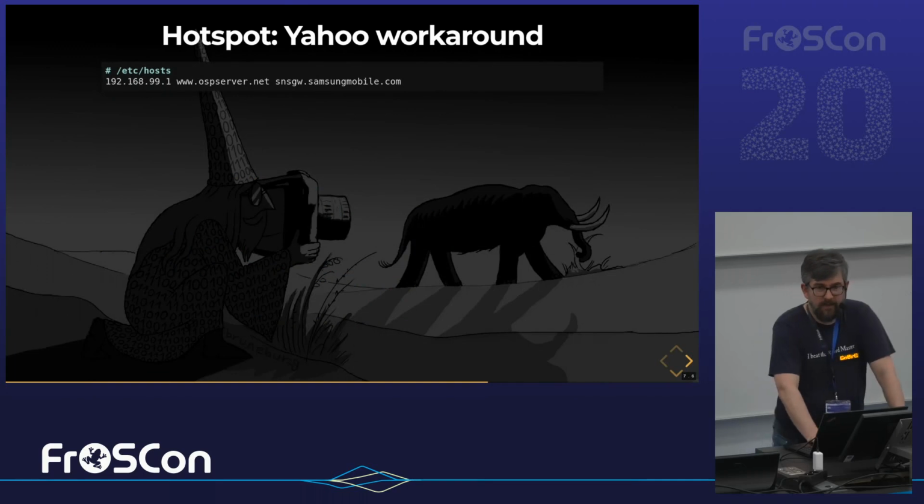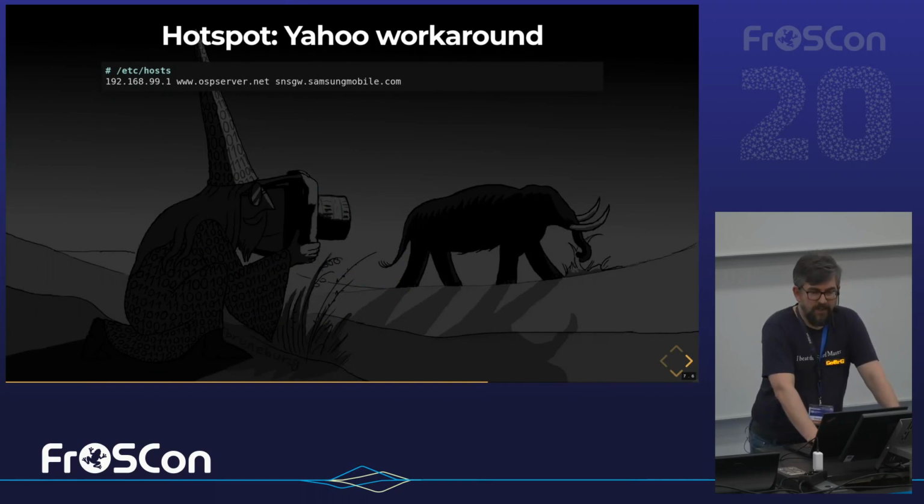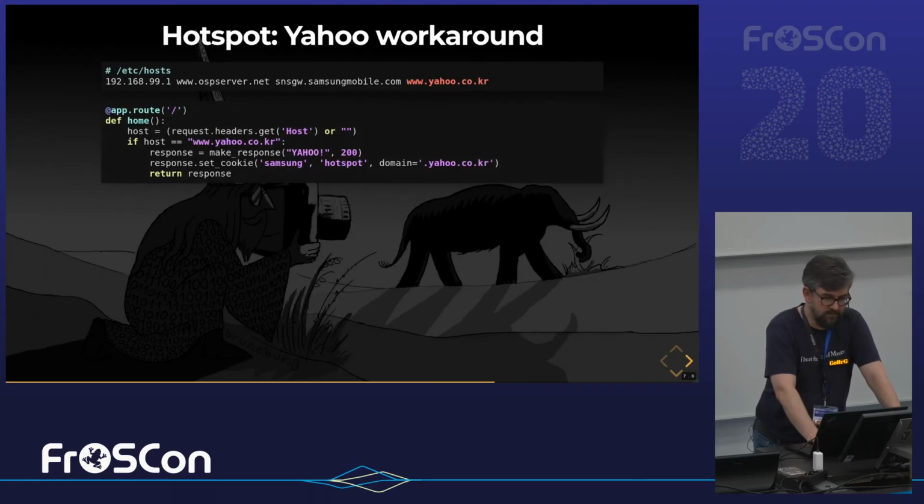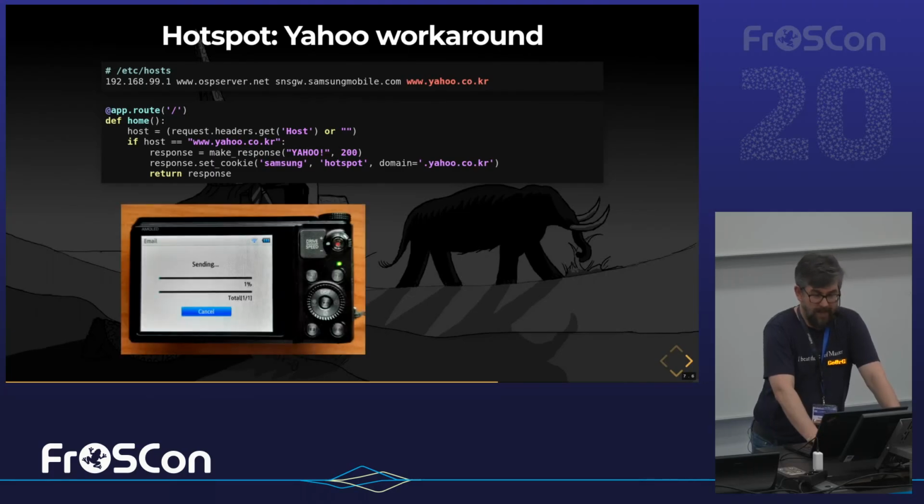Luckily, once we know this, we can also work around it by just responding for the Yahoo web page on our API implementation. So this is rather easy. We just check if the request is going to yahoo.co.kr, and if yes, then we are sending it an HTTP 200 OK response and set a cookie with arbitrary names on the Yahoo co.kr domain. And we can send photos. Yahoo!